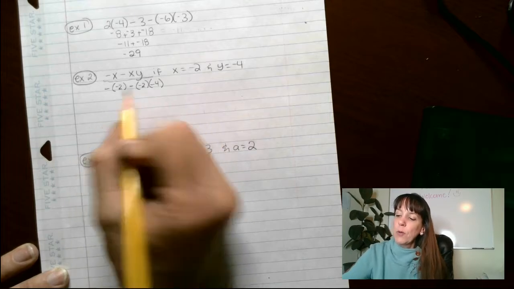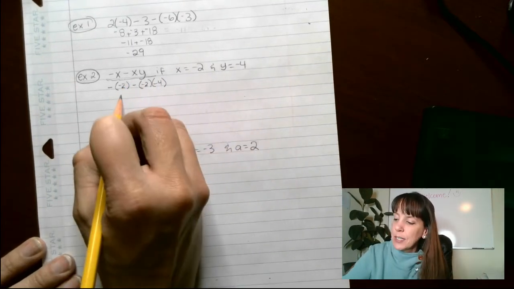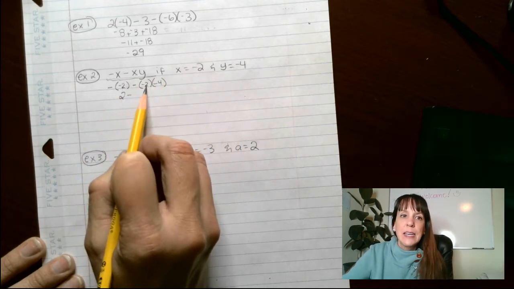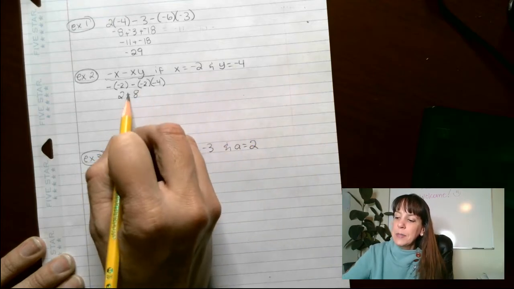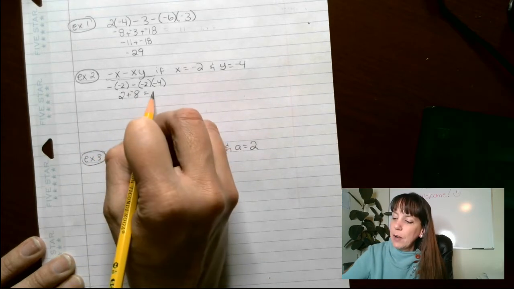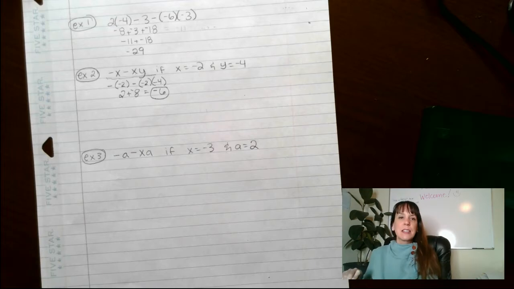Good. So now we can simplify this. Negative times a negative is going to be a positive, so that's just +2 minus, I'll bring that minus down, negative times a negative is a positive, so that's going to be 8. Add the opposite, we get which team is larger? Our negative team. And by how many? By 6. -6 would be our answer.